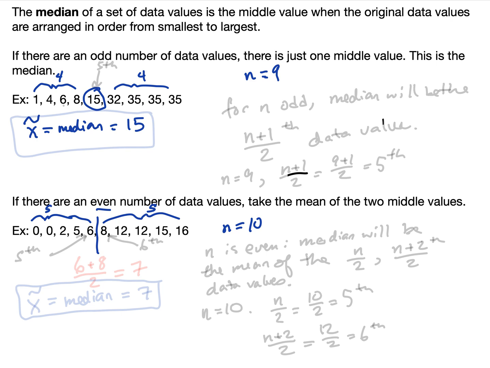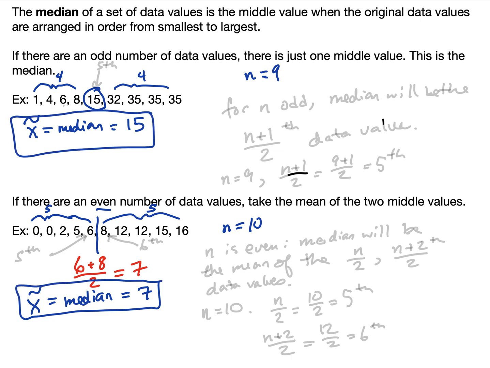So no one value is in the middle. So what we do is we take the average of these 2 values. So we take the average, 6 plus 8 divided by 2 is 7. And so in this case, our median, x tilde, is equal to 7 for this set of data.